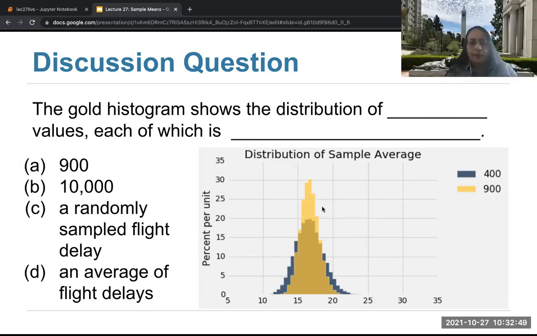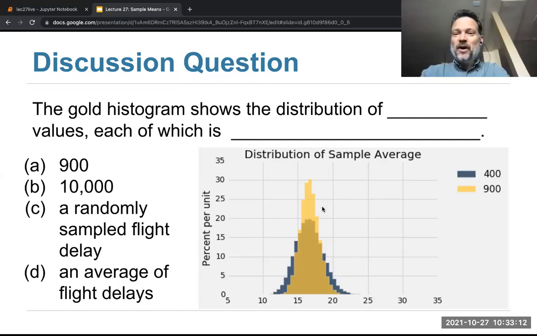David, can I ask a question? Please do. Supposing instead of 10,000, we had repeated the process 20,000 times, would you see a big difference to the pictures? That is a great question. What do you think?